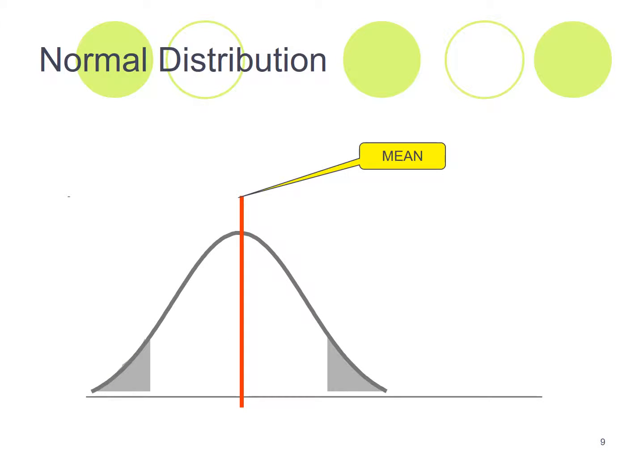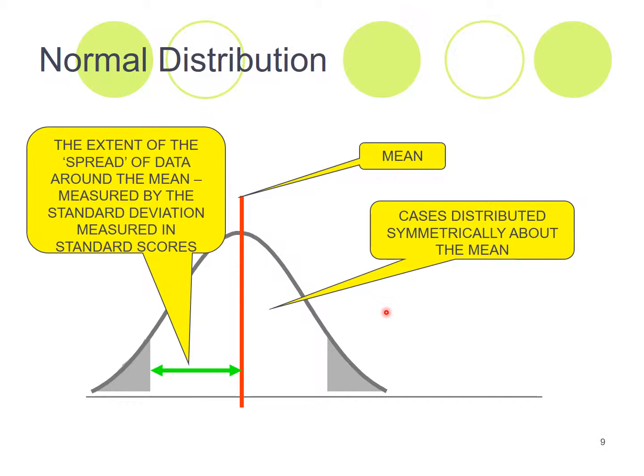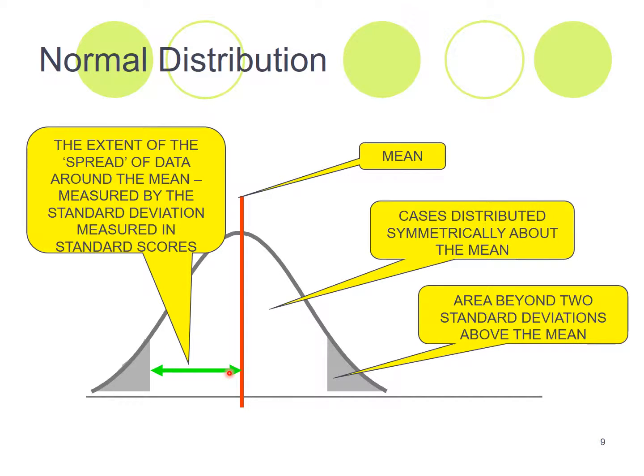Okay, so to review, you've got the mean in the center of a normal distribution. Cases are distributed symmetrically, okay? So it has to be symmetrical. If you folded it down the middle, this side would also match this side. The extent of the spread of the data around the mean is measured by the standard deviation, measured in standard scores, so measured in Z-scores. The area beyond 2 standard deviations above the mean is this area up here.